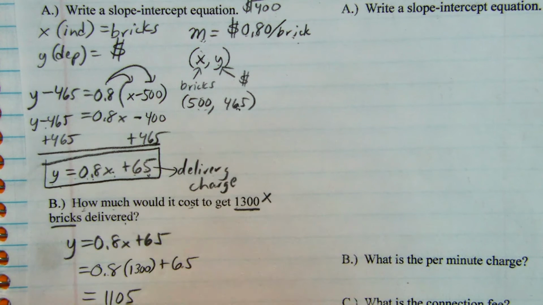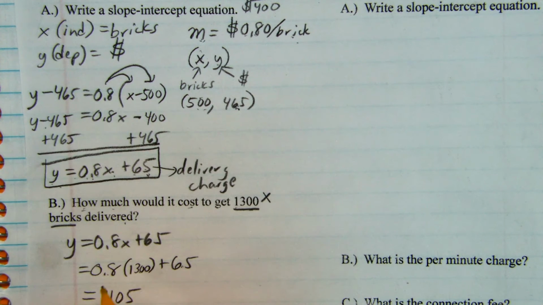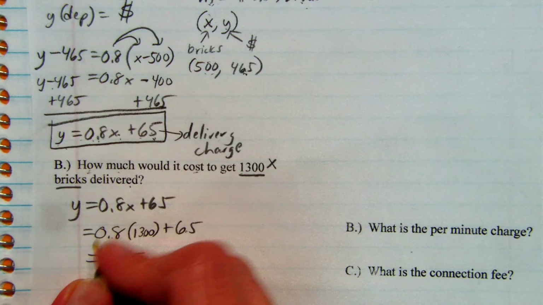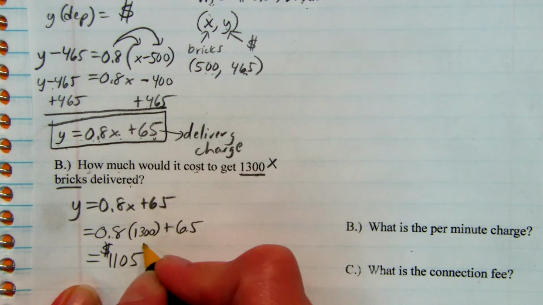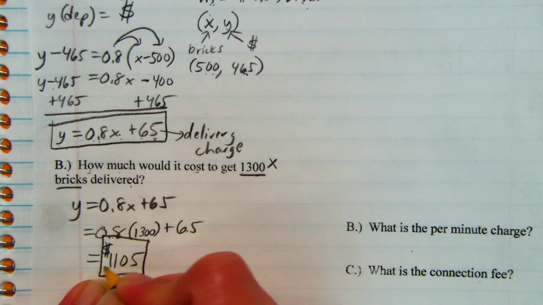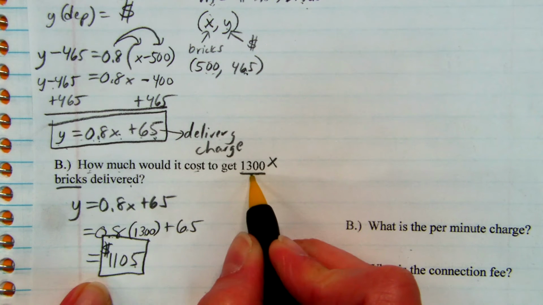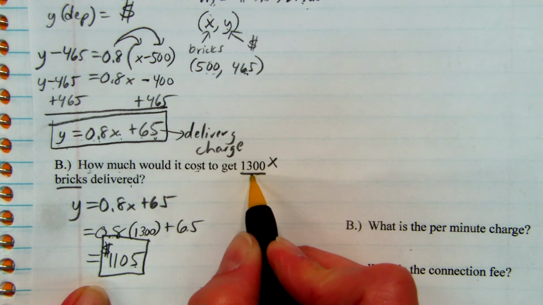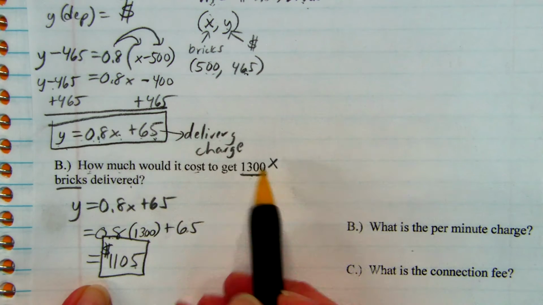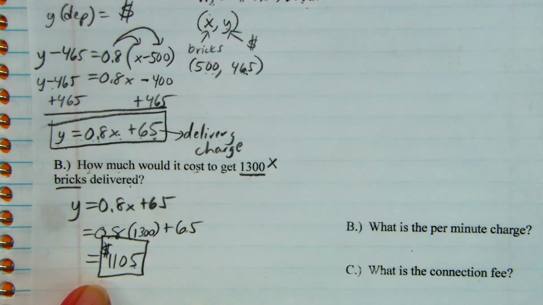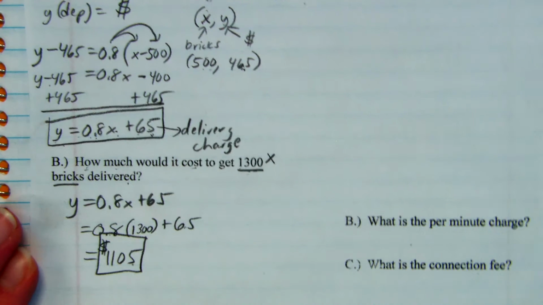So what do I need to label my answer with? Money. So I need to put a dollar sign on that, and then I'm good. So it's going to cost me $1,105 to get those 1,300 bricks. Okay? So once you have the equation, you can use it to find just about everything you need.